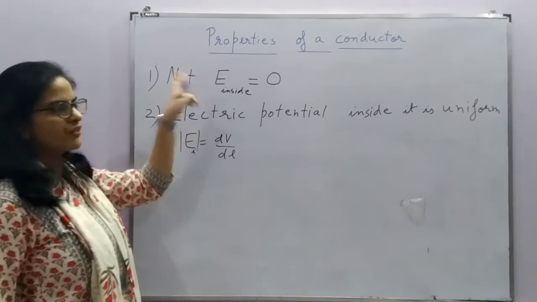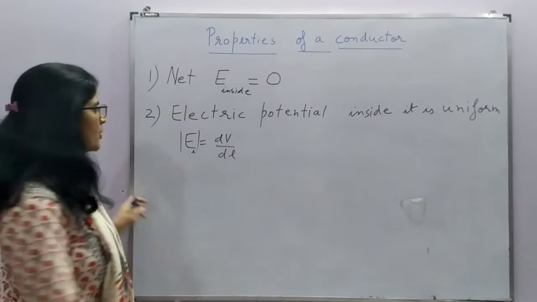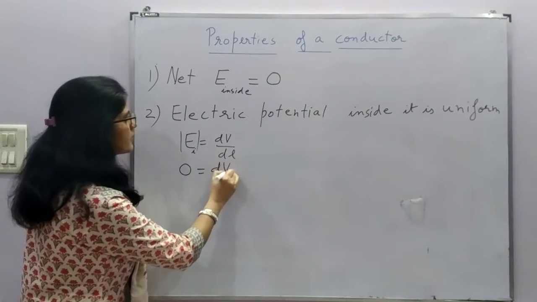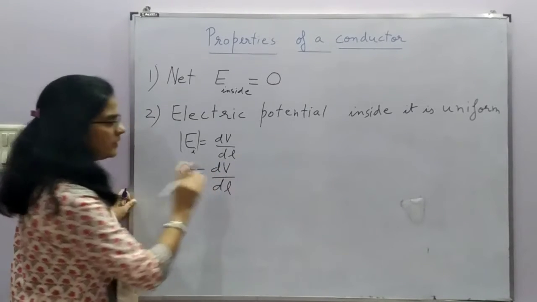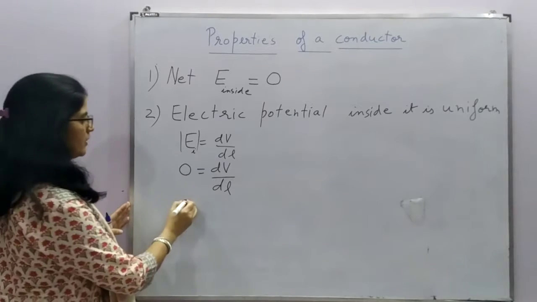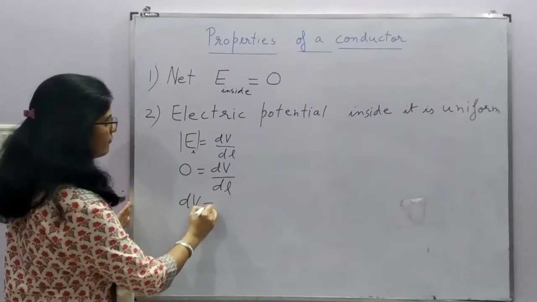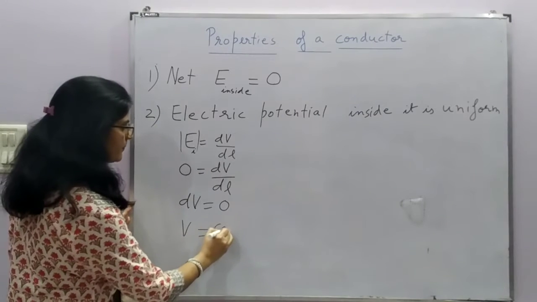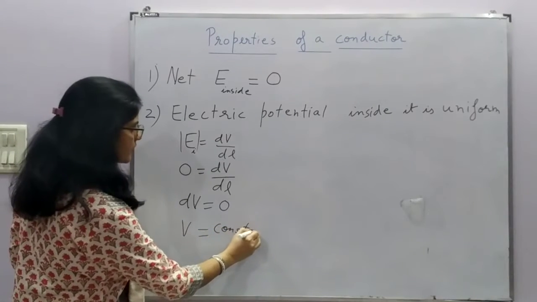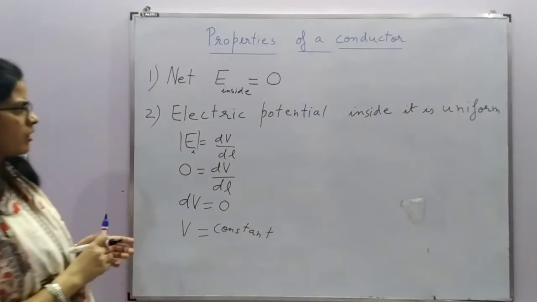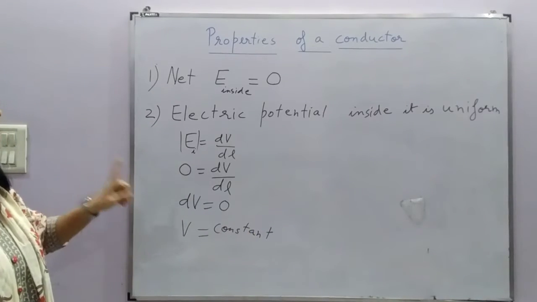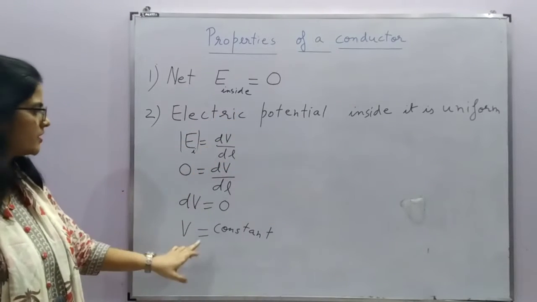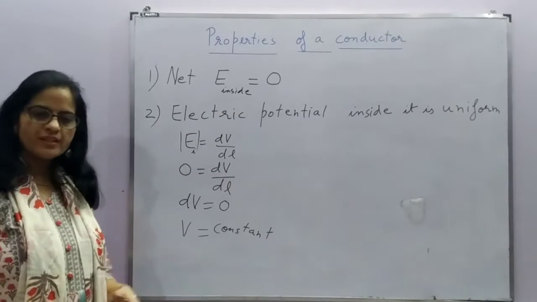We know that the electric field inside a conductor is 0, so we can keep this 0 here. This gives us dV upon dl equal to 0. What does that mean? This means that dV is equal to 0, or we can say that V is constant. This is also a 1-mark question which is often asked in the board. So electric potential inside a conductor is uniform, or you can say constant.